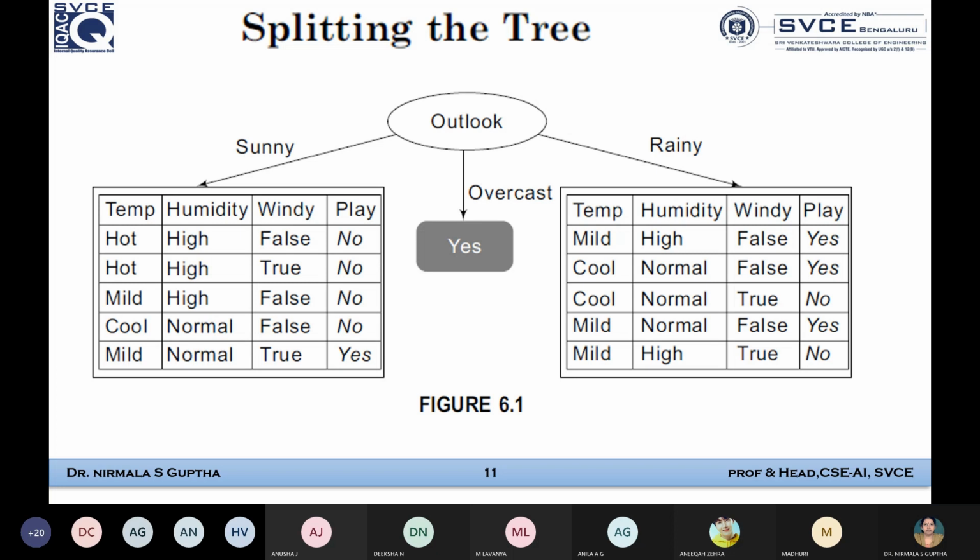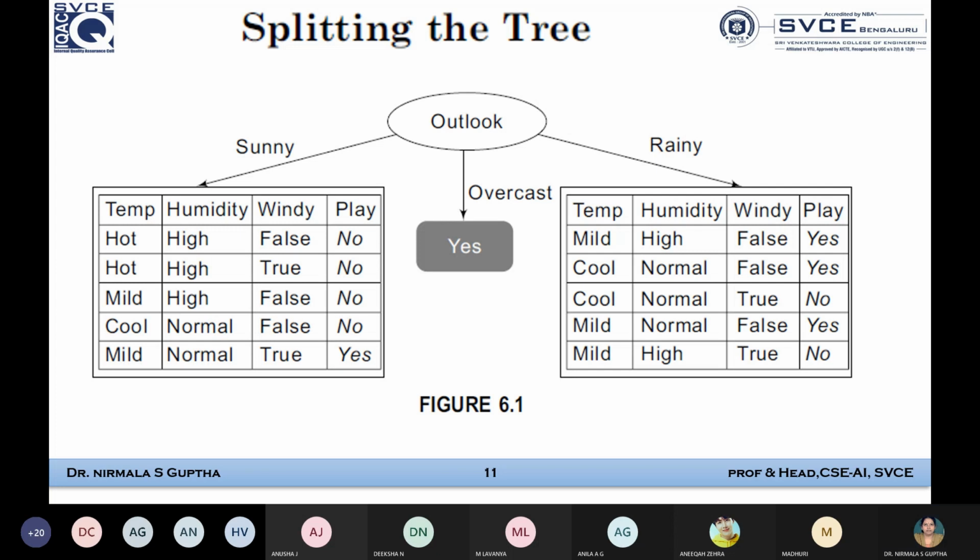High, normal. High and normal. So now write down quickly. High gives no is one rule, and normal gives yes is another rule. Now let us quickly find out the error count.